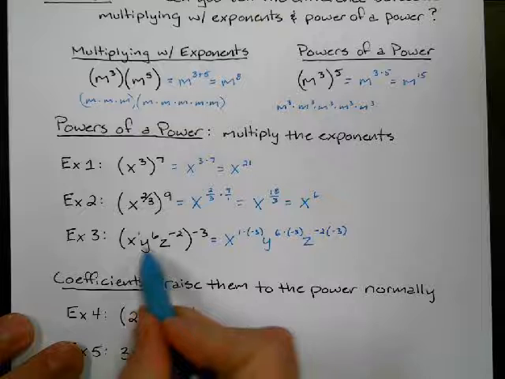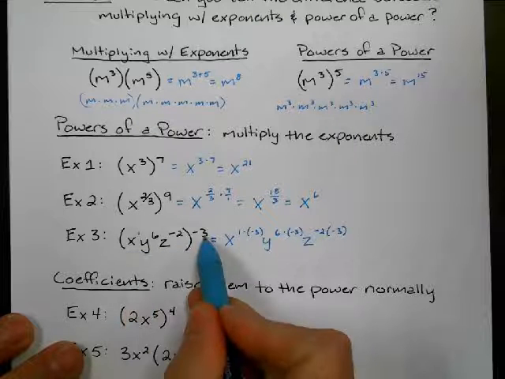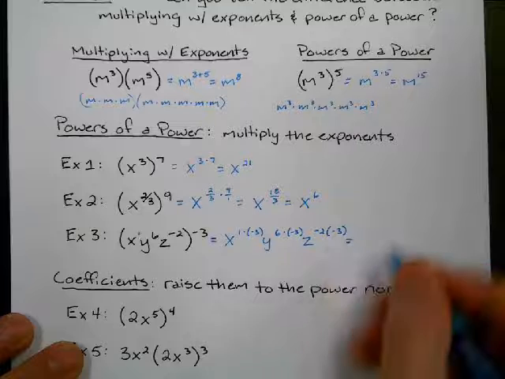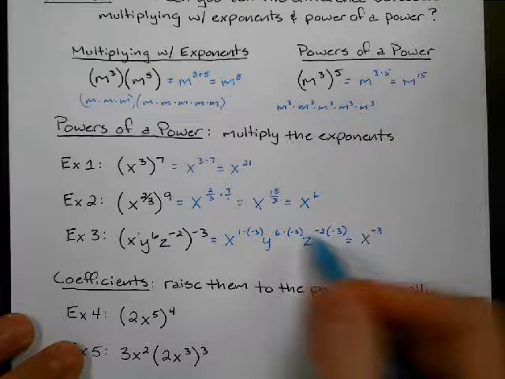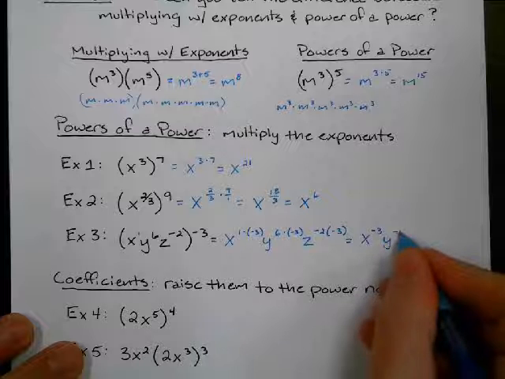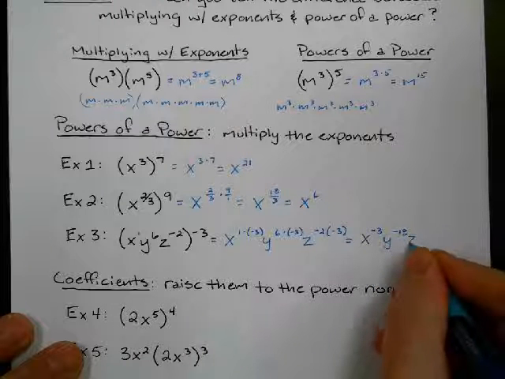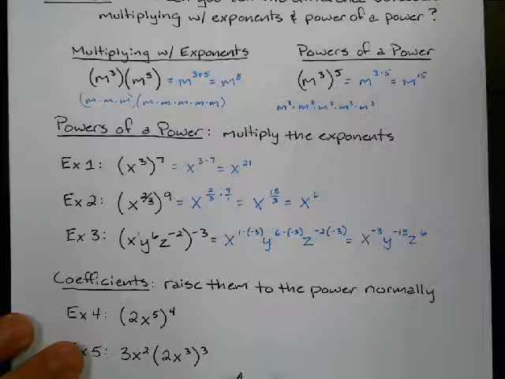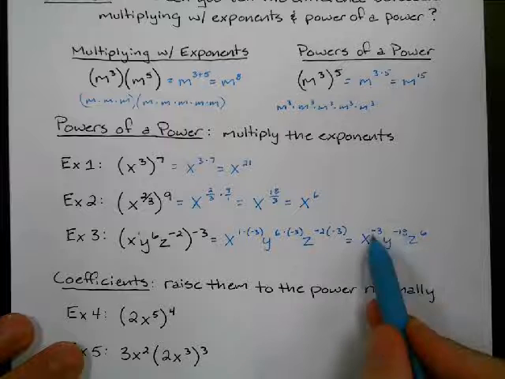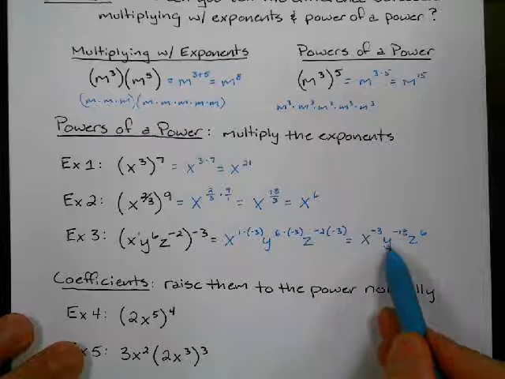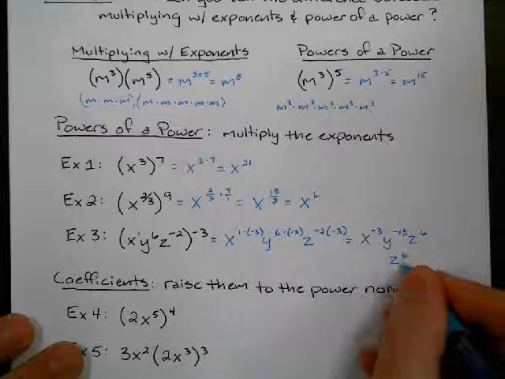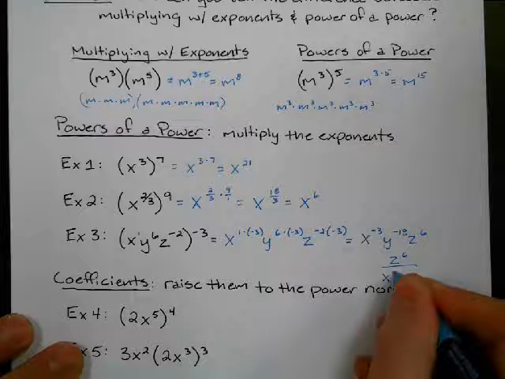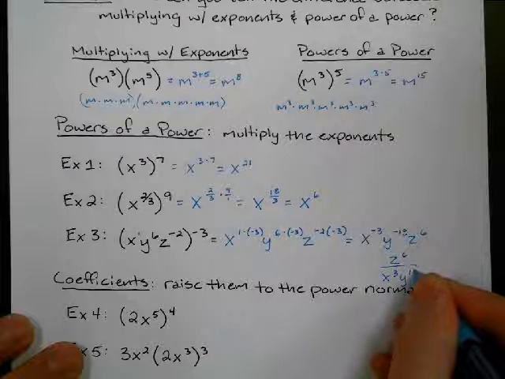So all 3 of these bases get raised to the third power, to the negative third power actually. So this leaves me with x to the negative third, y to the negative 18, and z to the positive 6. Now, since we have in our final answer negative exponents, we need to move these 2 down to the denominator. So my final answer is going to be z to the 6th in the numerator and x to the 3rd, y to the 18th in the denominator.